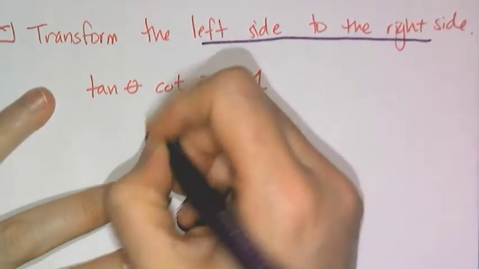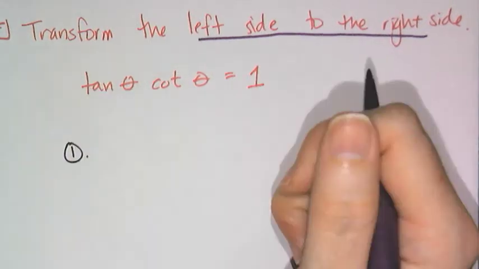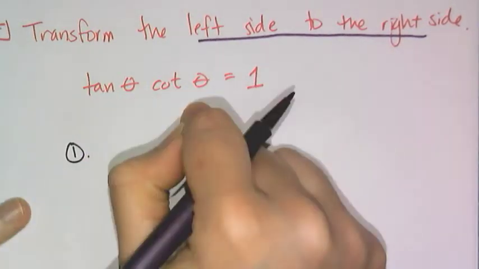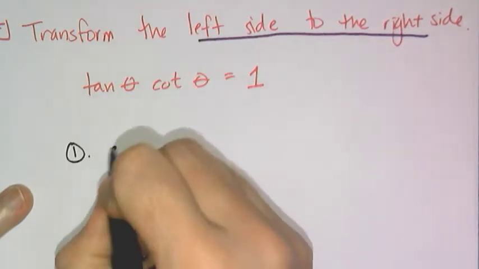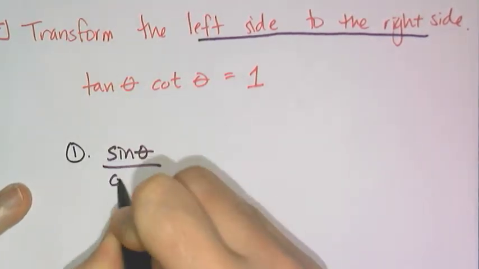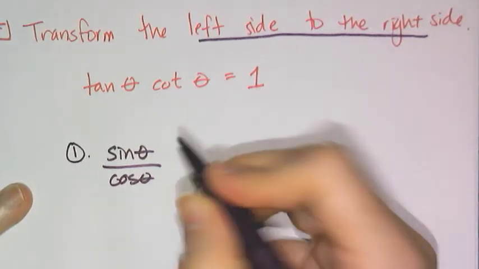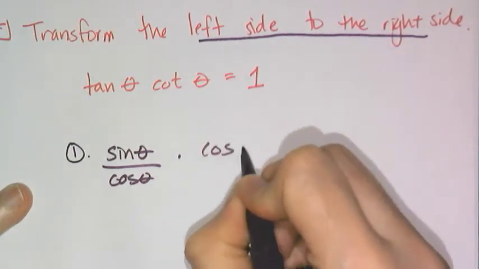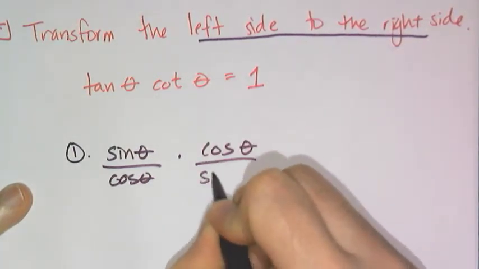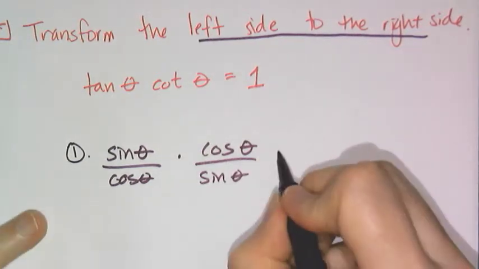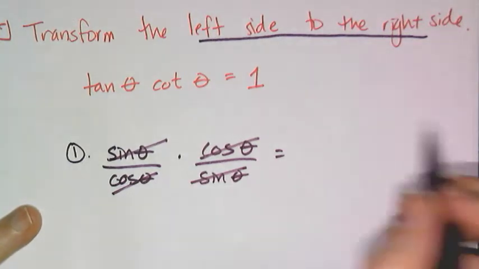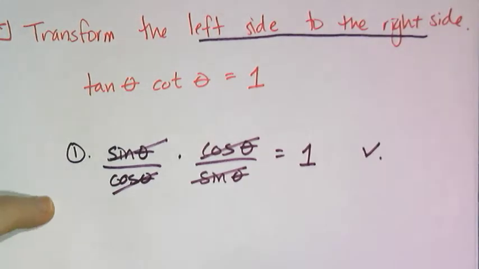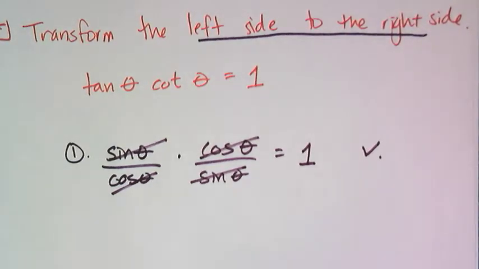Now in doing this, there are several approaches. Realizing that tangent and cotangent are quotient identities, I can substitute sine of theta over cosine of theta for tangent, and cotangent can be substituted as cosine theta over sine theta, and then through the miracles of cross cancellation, I get 1. That's not the only way to show the transformation from the left side to the right side.